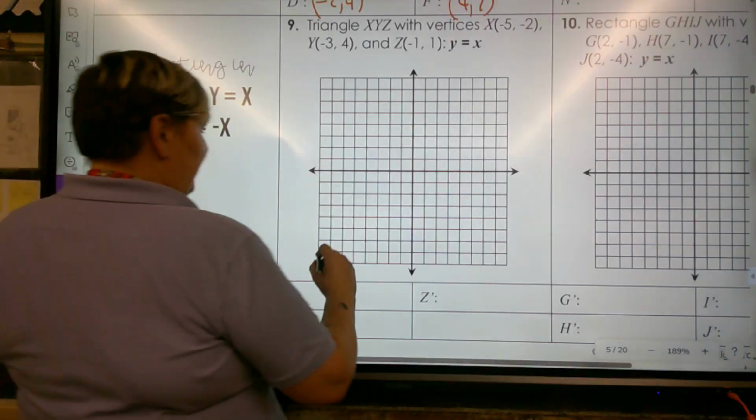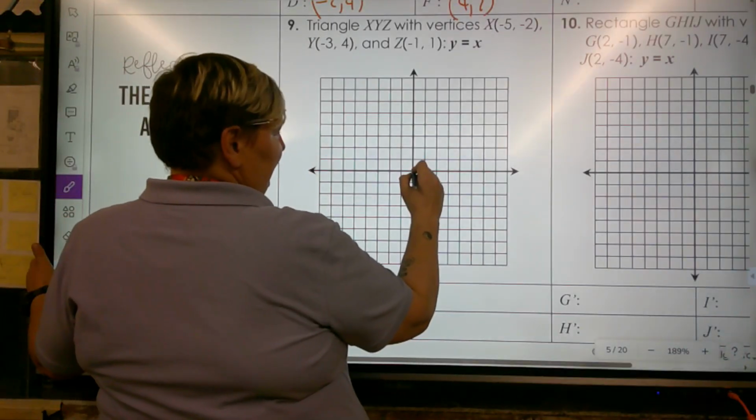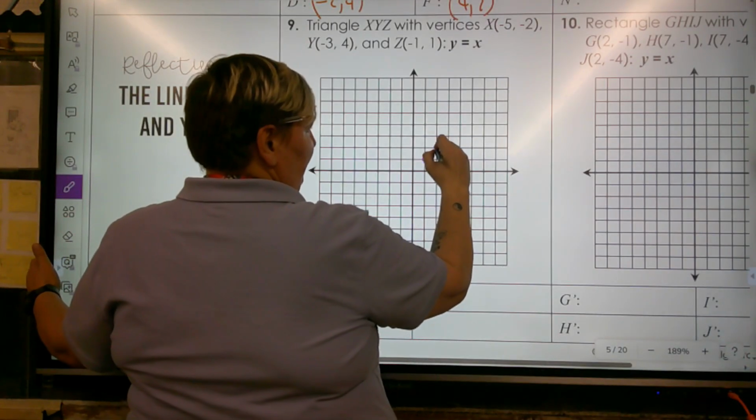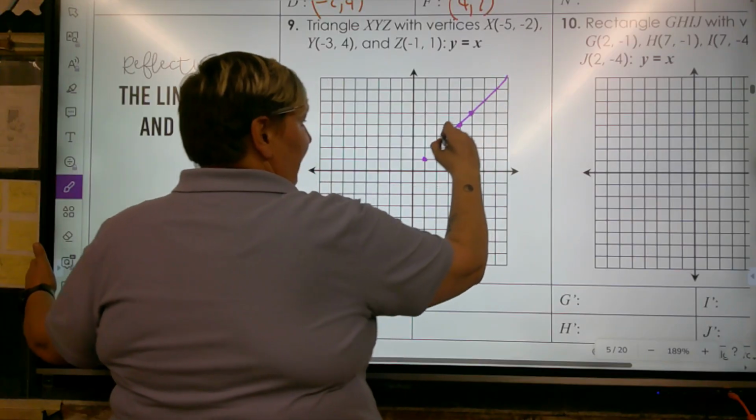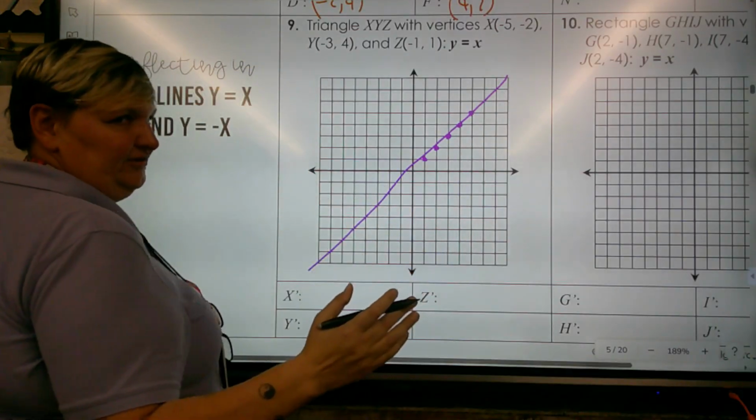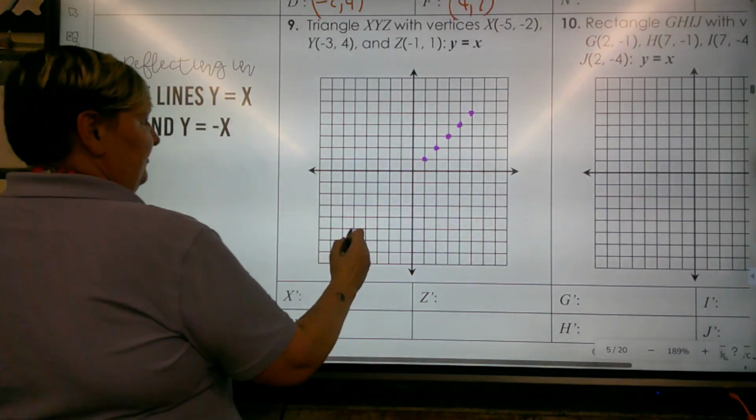So y equals x looks like this, right? Up 1, right 1, up 1, right 1, up 1, right 1, up 1, right 1, all right? So it creates a line. It's not perfect. Don't judge my line. All right, I'm feeling you judging my line.